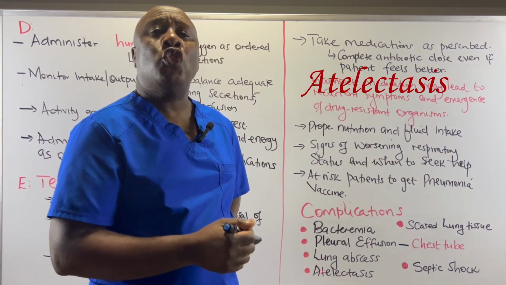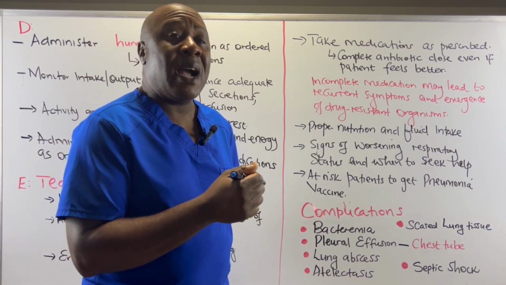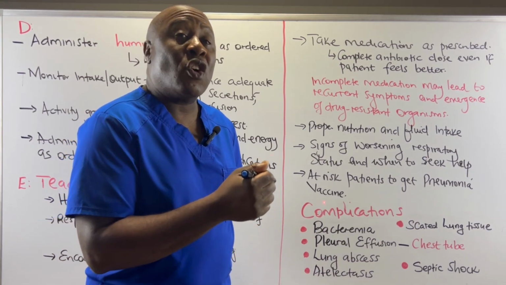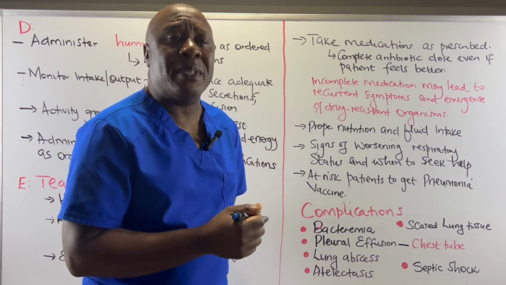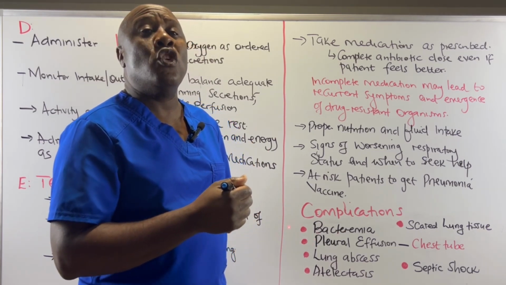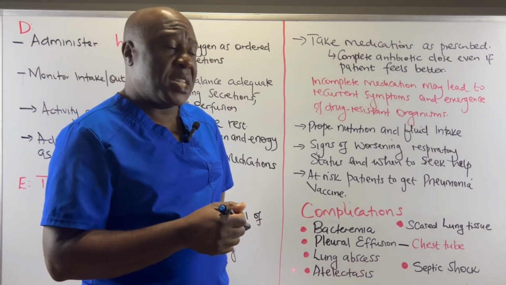Atelectasis refers to partial or complete collapse of the lung. Now, when the lung collapses partially, then that collapsed part will not be used in gaseous exchange. If the whole lung collapses, then you lose the whole of that lung. It will not be used in gaseous exchange, and that results in a very serious condition.